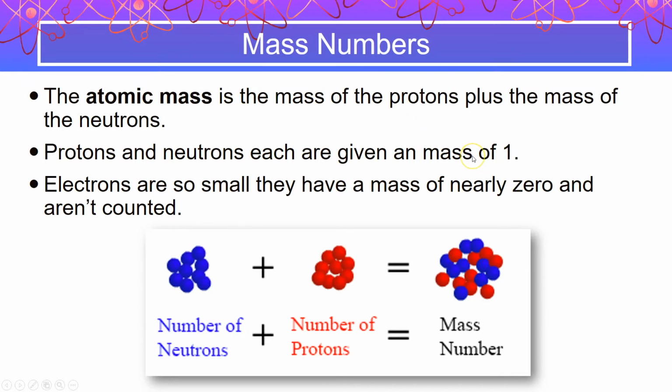Now, if we say that one proton has a mass of 1 and one neutron has a mass of 1 as well, then you can just count up how many there are of each. So remember, electrons are so small, they basically have a mass of 0, so we just don't count them. So for example, fluorine has 9 protons, but it has 10 neutrons, or at least the isotope of it that I'm talking about. And so you would add those 2 together. So you go 9 plus 10, and that would give you 19. And so you get a mass number of 19 for fluorine.